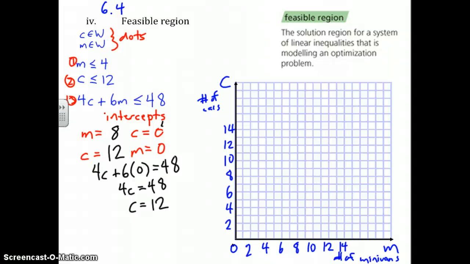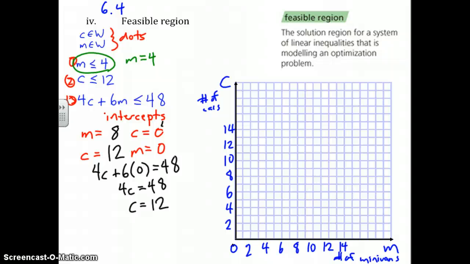Let's look at our equations. So first one, I've got M is less than or equal to 4. So this one here. M is less than or equal to 4, so that's a line of M equals 4. So that's going to be a straight up and down line, or a vertical line at 4.